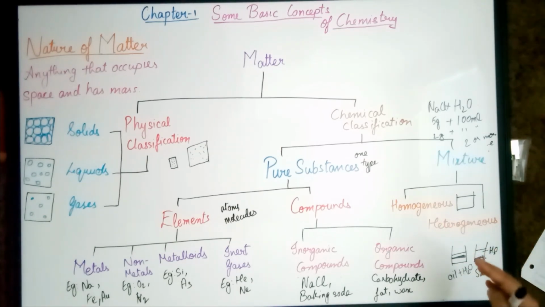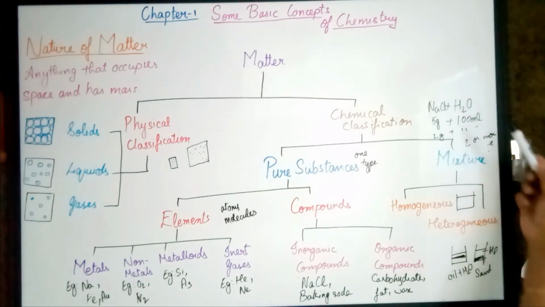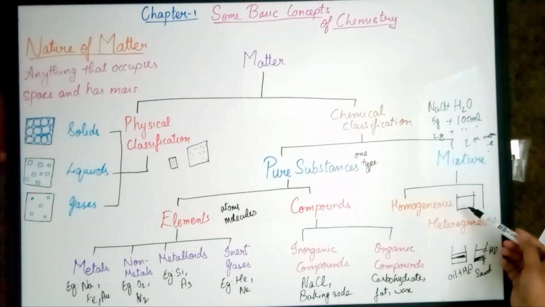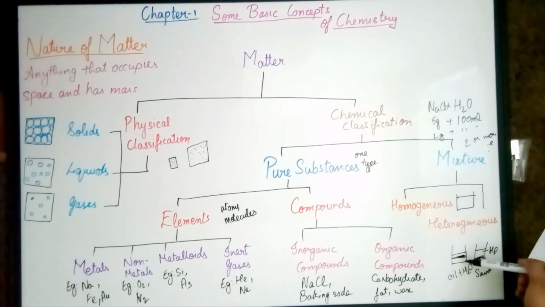The next one is mixtures. Mixtures consist of two or more substances in any ratio, and they are further classified into homogeneous and heterogeneous. Quick tip: do not memorize the definition, but learn the example for each of these. Homogeneous is sodium chloride and water, where you can't see the point of difference clearly, whereas heterogeneous is oil and water, where you can see the point of difference clearly.